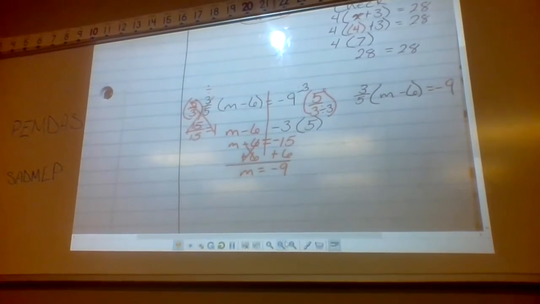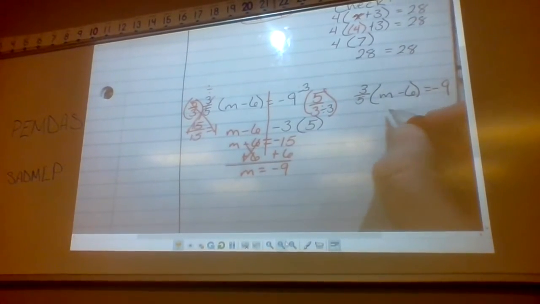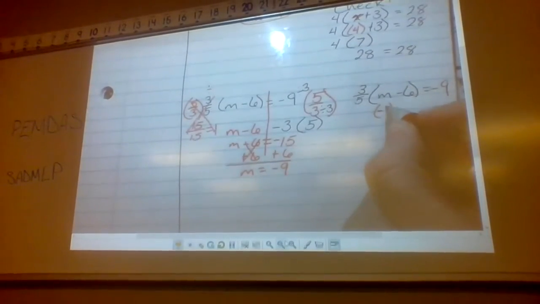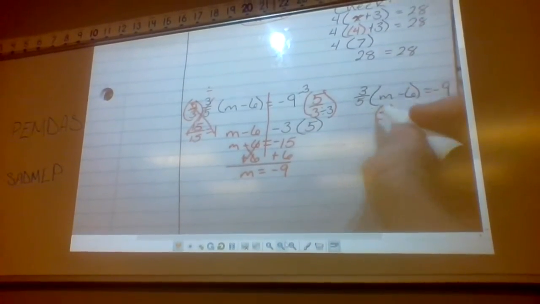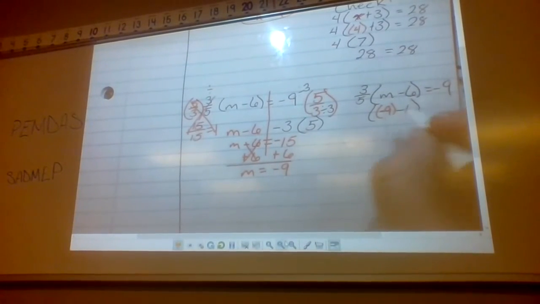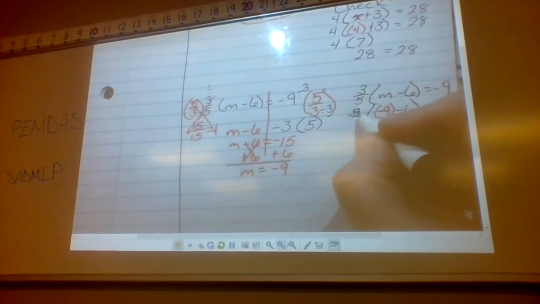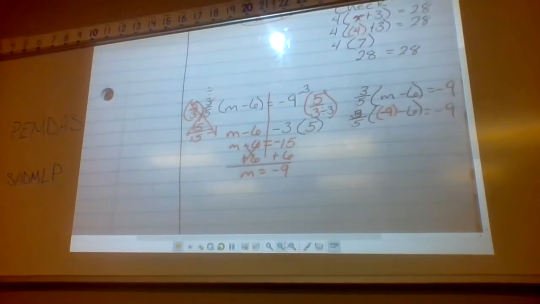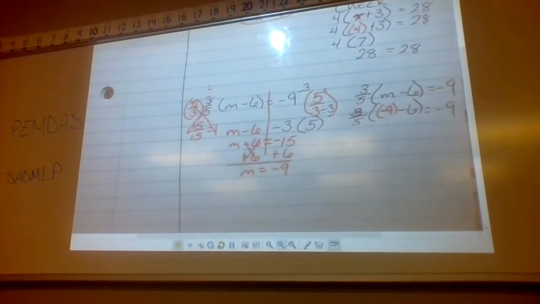What changes? Your variable. To what? Negative 9. Sorry, I wrote my fraction wrong. You got 5 over 3. 3 over 5 still. Oh, yes. What part do we solve first?